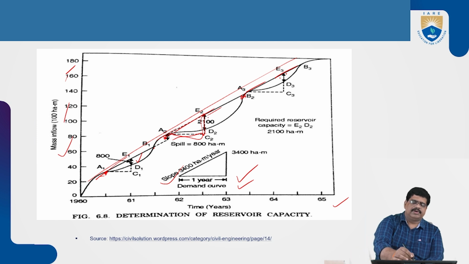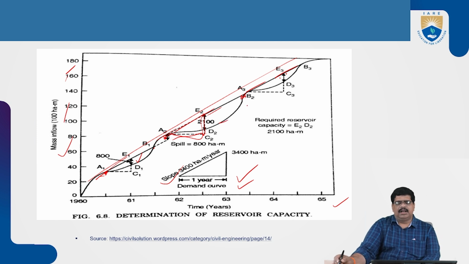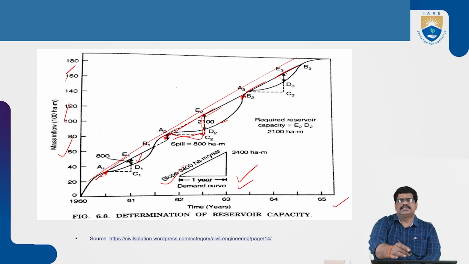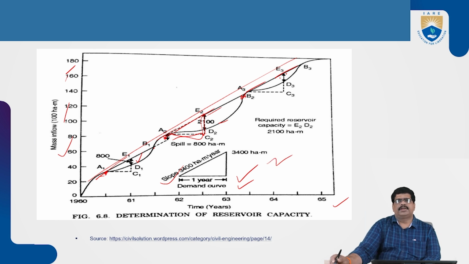Here 2100 is the maximum in a particular year, in a particular area. The floods will come. That's why, based on this data only, you have to determine the capacity of the reservoir. So this is very, very important.